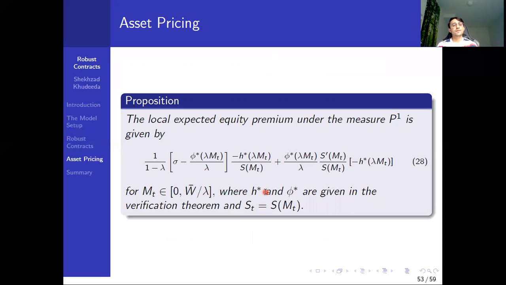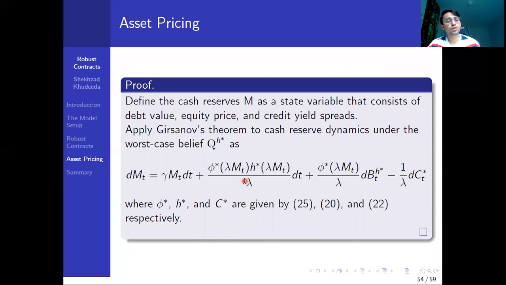The first proposition in this section: the local expected liquidity premium under the measure PA is given by this equation. It consists of the worst case density generator, optimal sensitivity, cash price and liquidity price, and some parameters. To prove this equation, we define the cash reserves as a state variable, which involves the debt value, liquidity price, and credit yield spread.